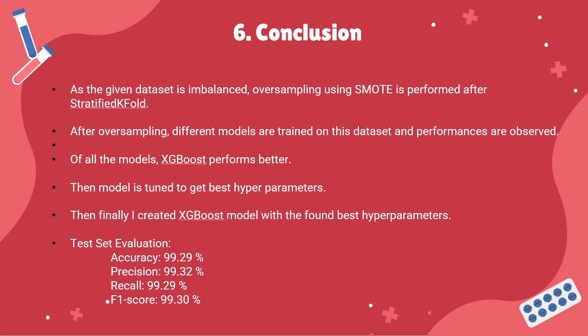To summarize, first I did the data pre-processing, then EDA. I found the dataset imbalance, so I balanced it. And then after oversampling, I built and trained different models, then observed the performances of all these models. Of all these models, XGBoost performs better. I tuned this model to get the best hyperparameters. Upon getting those, I finally created the best XGBoost model for this prediction and achieved an accuracy of 99.29%. So, thank you.